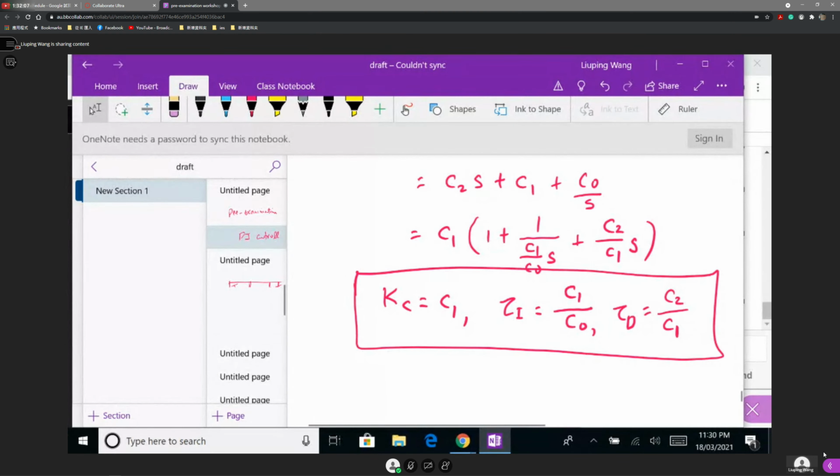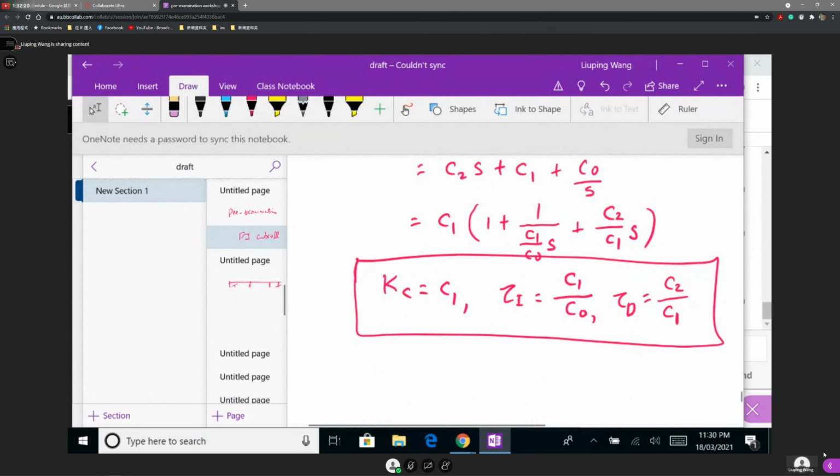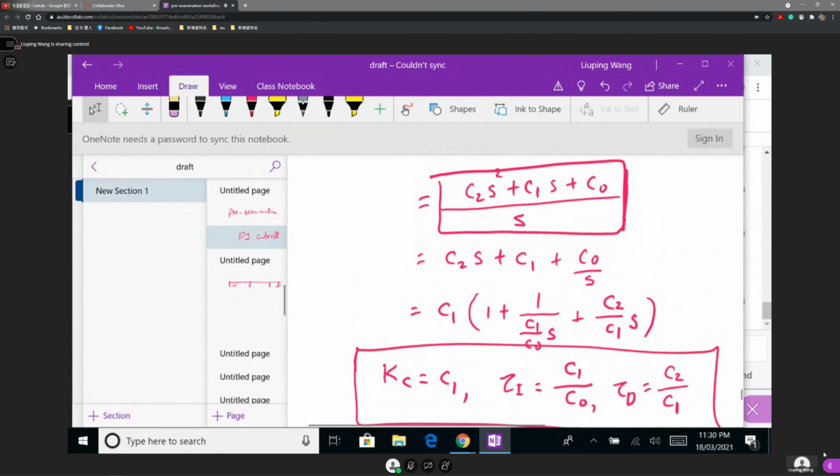Yeah, so you can do that. But it's easier to do the design using this form. Yeah, it's easier to design using this format. Okay, it's easier to do that. So let's do an example.